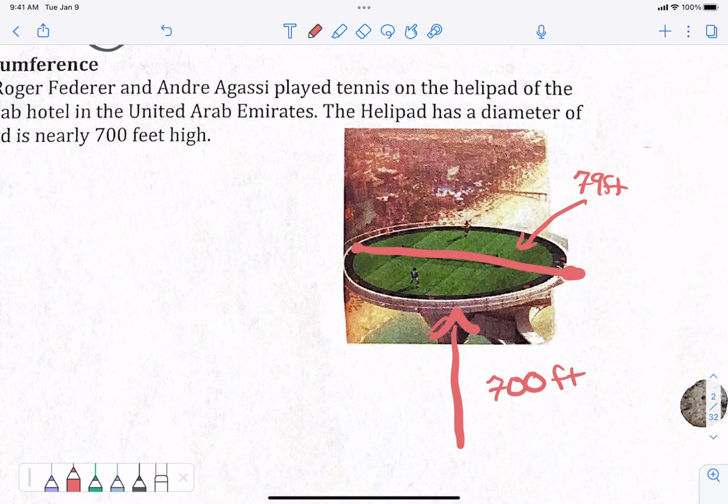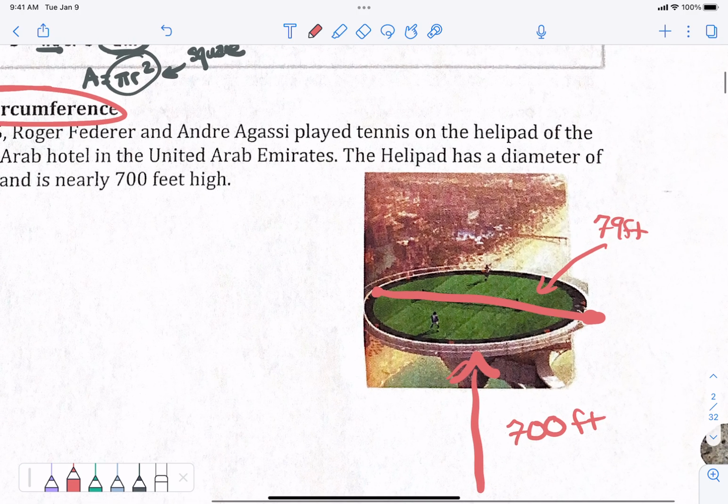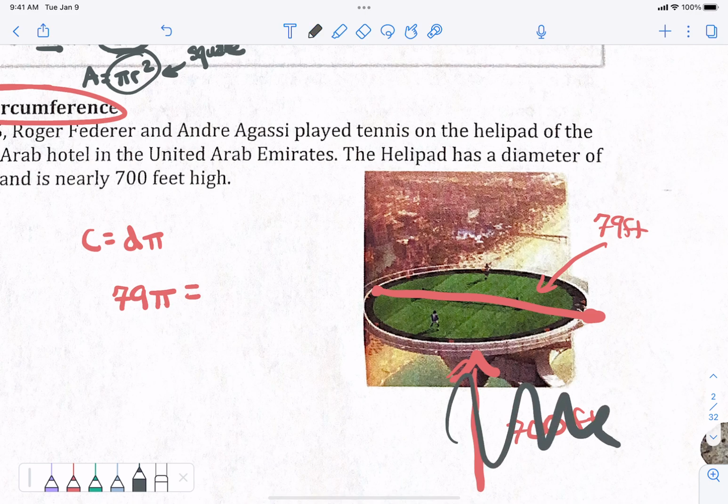Okay, they're asking us to find the circumference. So how do we find the circumference? The diameter times pi. Okay, what's the diameter? 79 times pi. What about the 700? We don't need it. They're just giving us information that we don't need. So we're trying to find circumference, 79 pi.